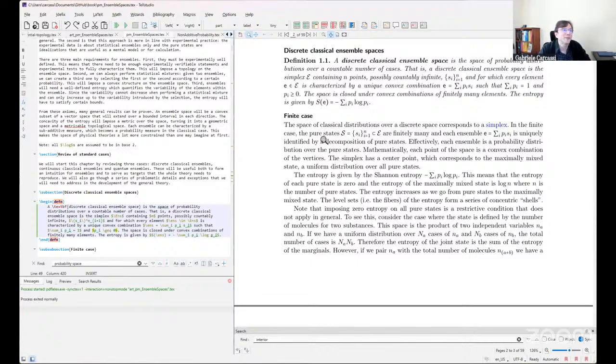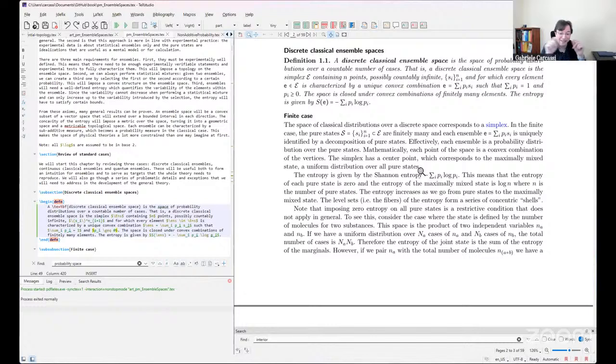In the finite case, the pure states are finitely many, and each ensemble is uniquely identified by the composition of pure states. So each ensemble is a probability distribution over the points. Effectively, each ensemble is a probability distribution over the pure states. Mathematically, each point of the space is a convex combination of the vertices, and the simplex has a central point which corresponds to the maximally mixed state, a uniform distribution over all pure states. And this is where you can start understanding convex combination as a geometrical element.